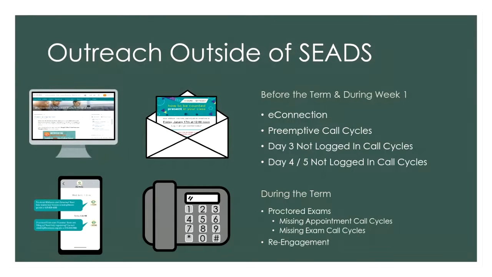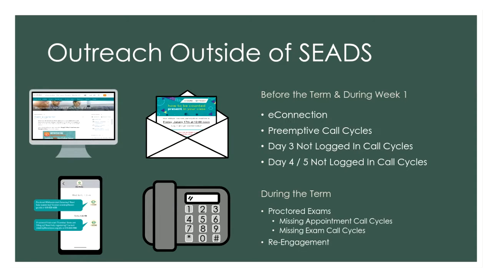During the first week of classes, we have two different call cycles for students who have not yet logged into their course. On day 3, we call everyone who has not yet logged in, just so we can help them get into GoView and get started participating. Then we repeat that same call cycle on day 5, or day 4 if it's the summer semester. Throughout this first week, students are also getting emails reminding them of what to do and how to get logged in.